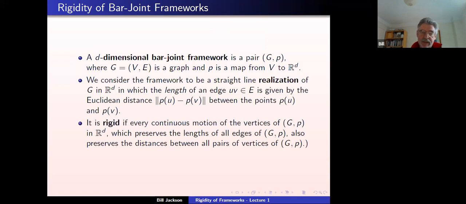The framework is said to be rigid if every continuous motion of the vertices which preserves the lengths of the edges actually preserves the distances between all pairs of vertices. This is equivalent to saying that the result of every continuous motion can be obtained by a rigid motion of D-dimensional Euclidean space, an isometry.